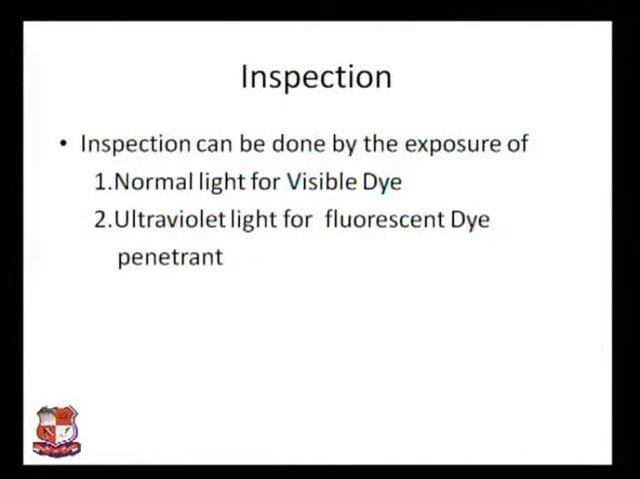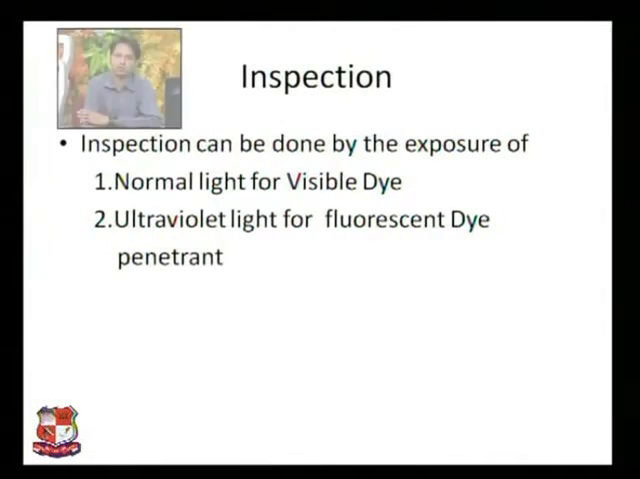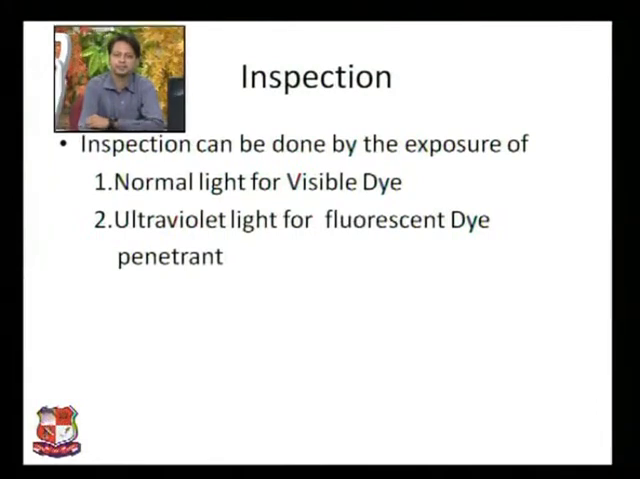Inspection. After going through these processes, the first was the cleaning process, the second was applying the penetrant, the third was again cleaning of excess penetrant, and the fourth was the developer, that means developing. By applying developer, you can bleed out the liquid penetrant from the cracks.